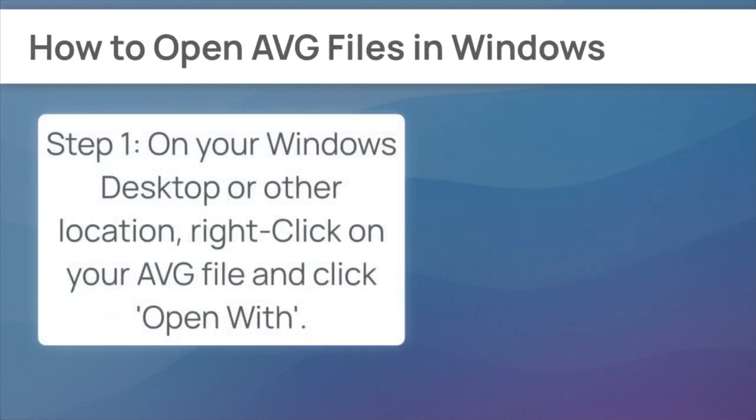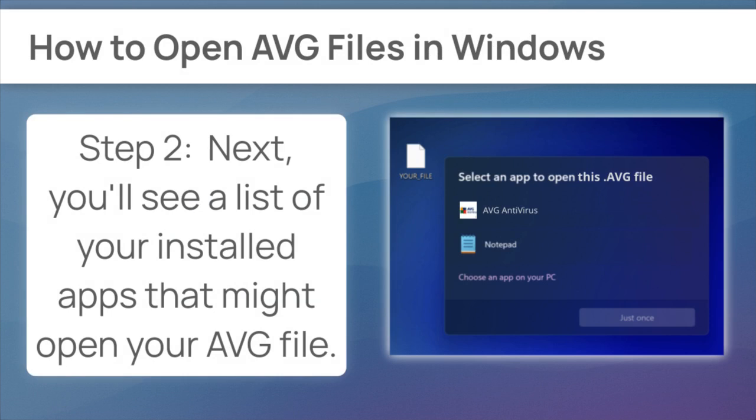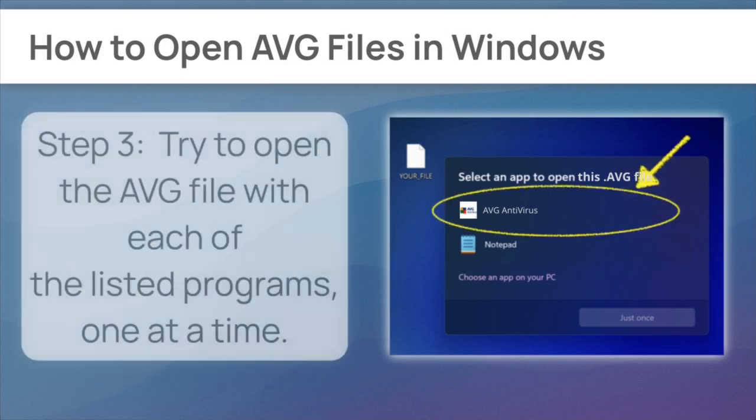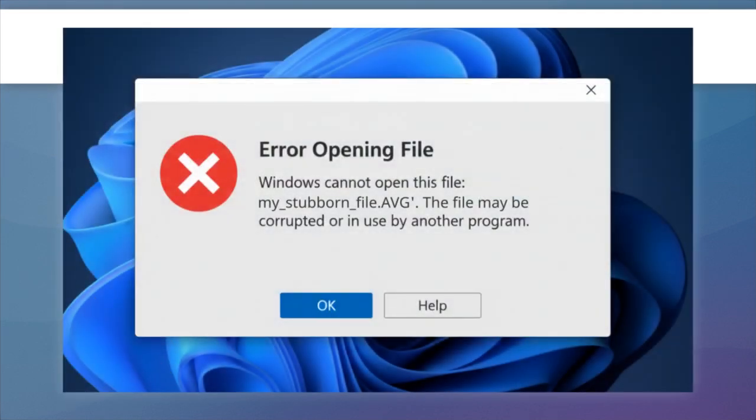The fastest method is to exhaust all compatible openers. Right-click the AVG file and hit Open With. Use AVG AntiVirus if installed. If not, choose another program. We must confirm the handler. If you still can't open the AVG file, it's okay. The file is winning so far.